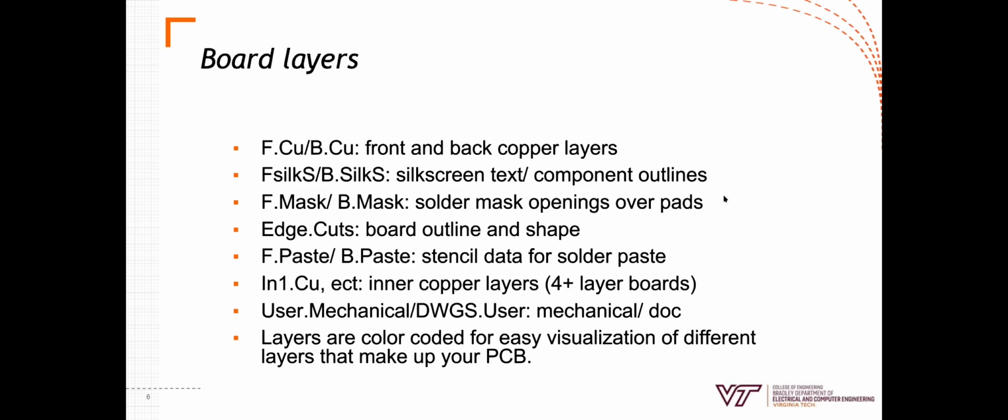So, some board layer designators in KiCad. F.Cu and B.Cu are front and back copper layers, which are what we're going to be using for our example. F.Silk is your silkscreen layer, which you can put text on and specify component outlines. This is particularly useful when you're laying out ICs and you can specify where pin 1 is so you don't accidentally solder on an IC backwards and short it.